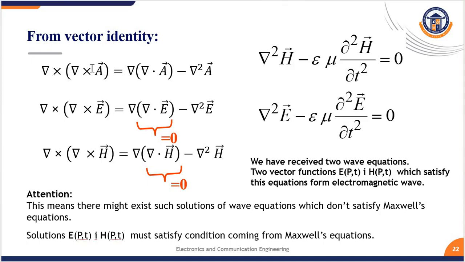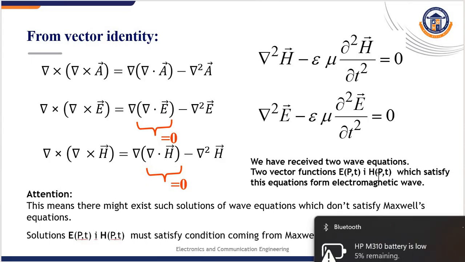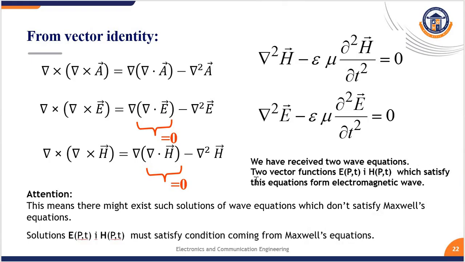From the vector identity, del cross del cross A vector equals del into del dot A vector minus del square A. Similarly, del cross del cross E vector equals del into del dot E vector minus del square E vector. So for the magnetic field, del cross del cross H vector equals del into del dot H vector, which is 0, minus del square H vector. Here del dot E equals 0 and del dot H equals 0. We have received two equations for two vector functions, E of P comma t and H of P comma t, which satisfy the equations forming the electromagnetic waves.